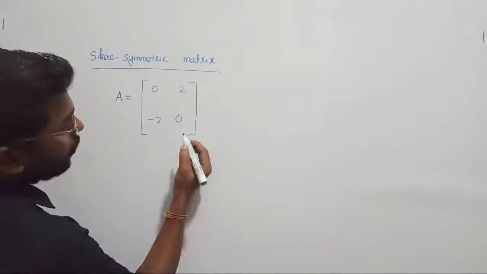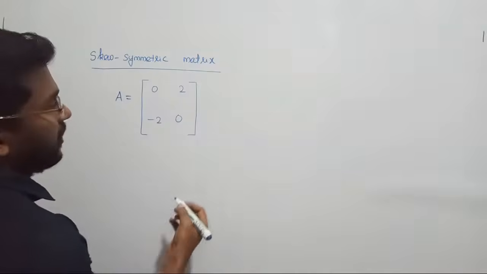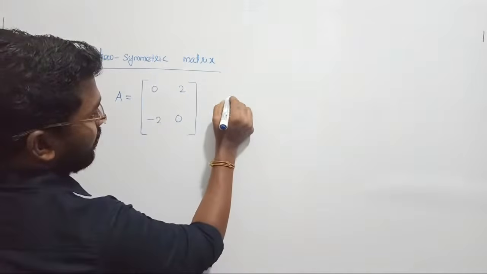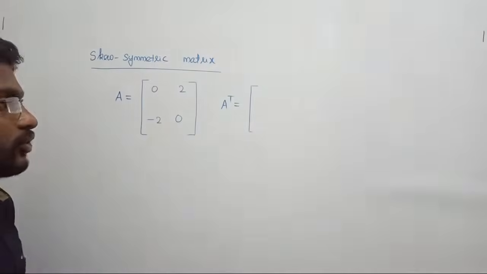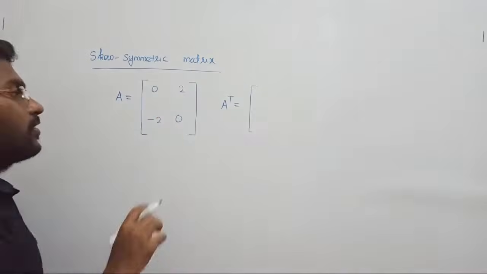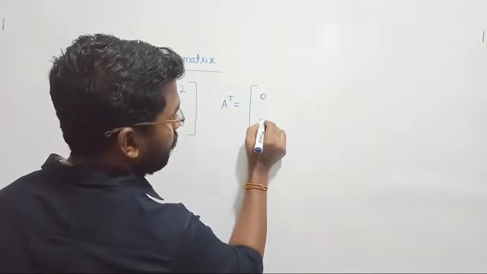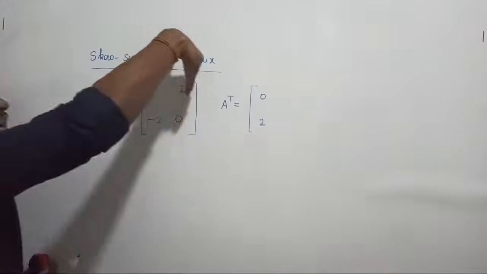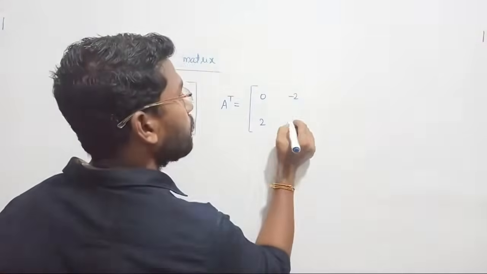Let us consider a 2 by 2 matrix. I would like to find the transposition matrix. Can you please do it for me? Yes. If you transpose it, the first row will become the first column, so it will become 0 2. The second row will become the second column, so it will become minus 2 0.